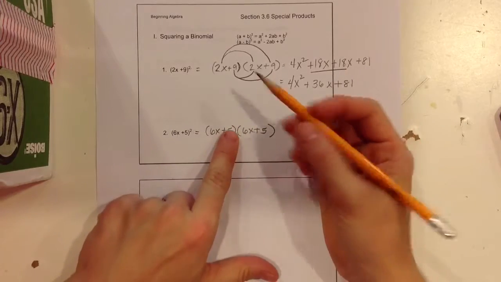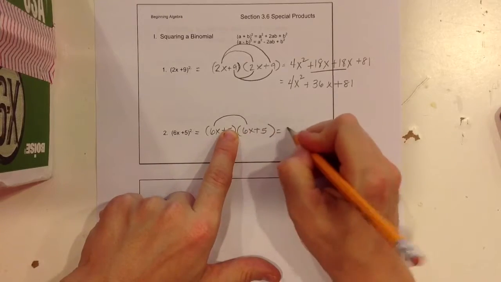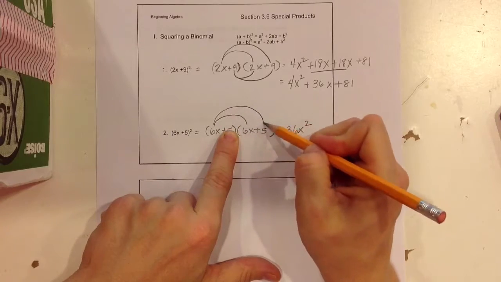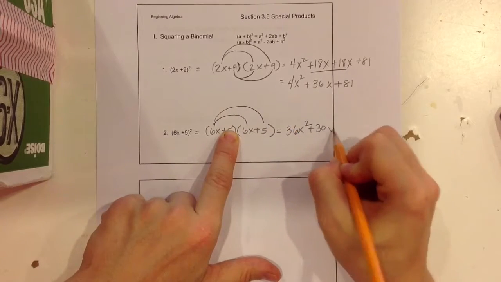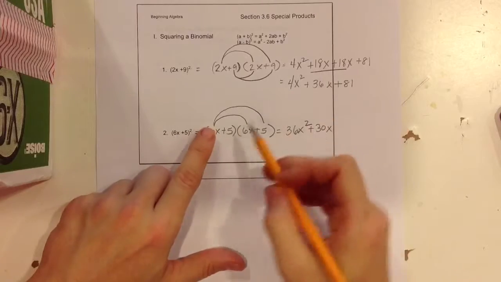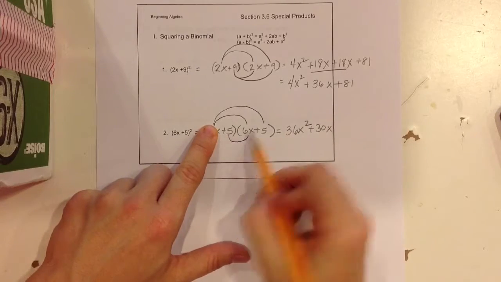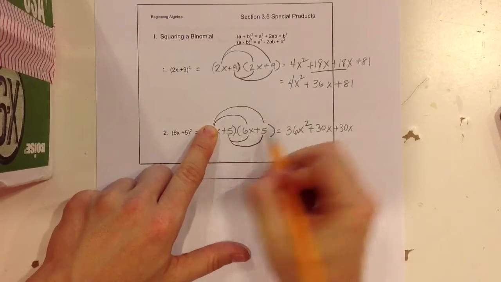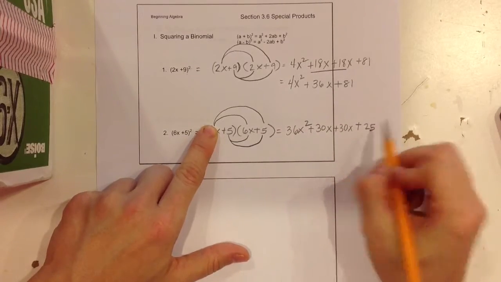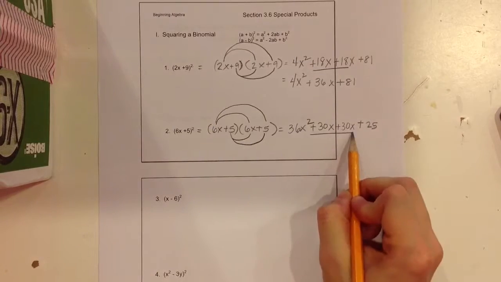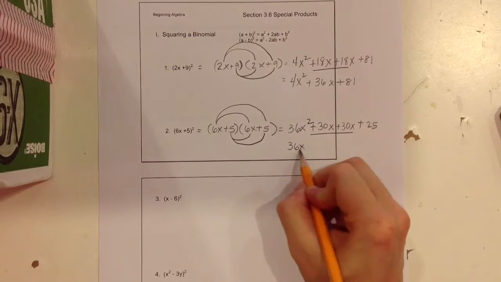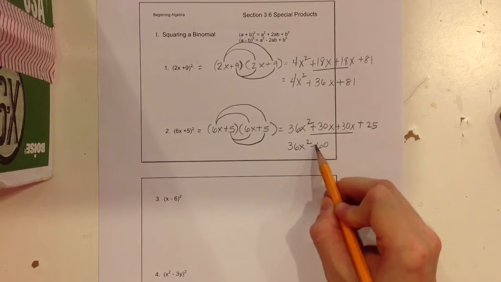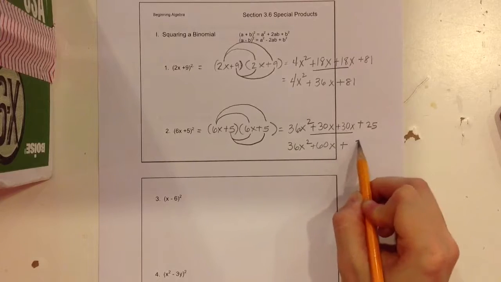So I'm going to distribute that 6x to the 6, and I'm going to get 36x squared. 6x to the 5, and I'm going to get 30x. Now I'm going to do the same thing, and I'm going to distribute that 5 to the 6x and get 30x, and the 5 to the 5 and get 25. Okay? Again, the middle terms are like, so I have 36x squared, and 30 plus 30 is 60, so positive 60x plus 25.